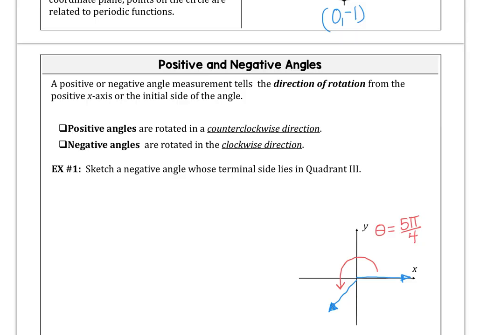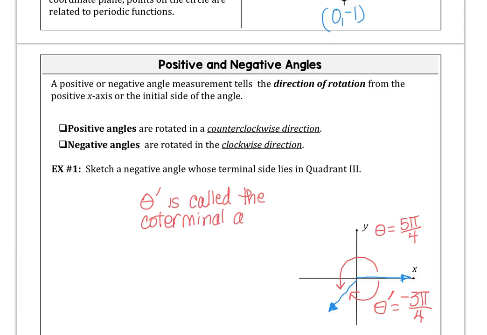So the angle that goes from the positive angle, that negative rotation, in a clockwise manner, I could call that angle theta prime. It would rotate -3/4 pi. Those would be coterminal angles. Theta prime is called the coterminal angle. So that's an example of our vocabulary word there.